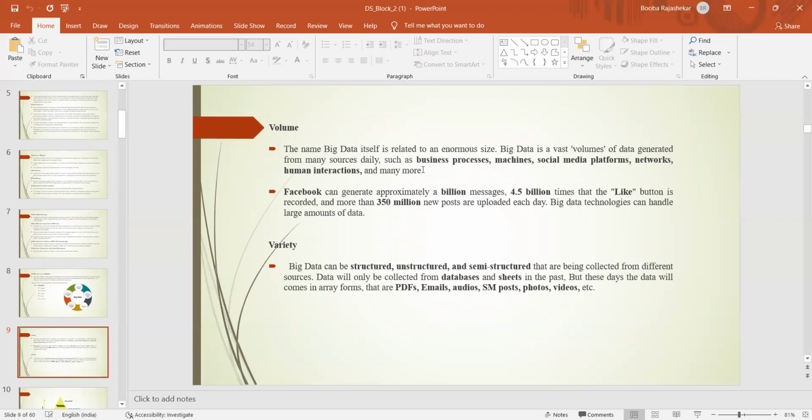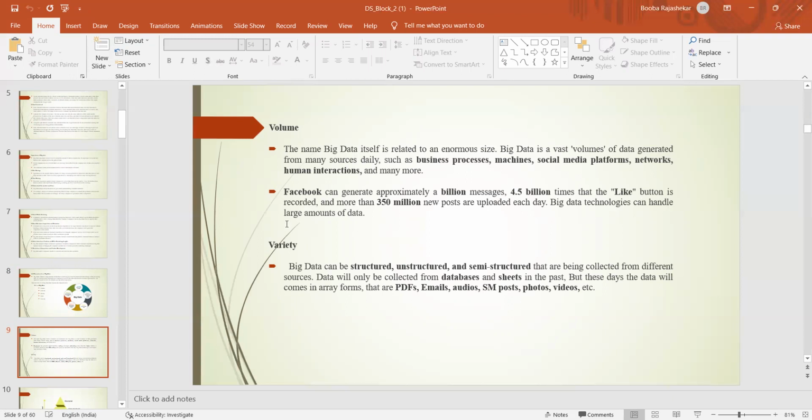The volume of big data is enormous in size. Big data is a vast volume. It is sourced daily from business processes, machines, social media platforms, networks, human interactions, and many more. Facebook can generate approximately 1 billion messages, 4.5 billion like button clicks are recorded, and more than 350 million new posts are uploaded each day. So these are the things that show the volume of big data.